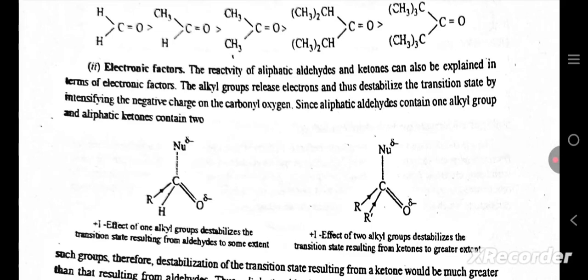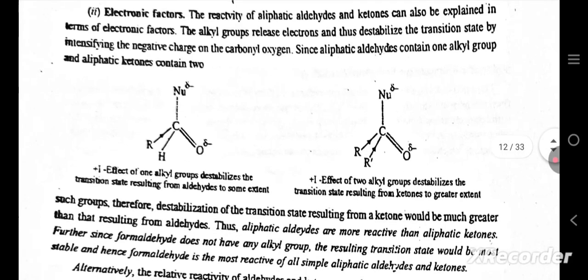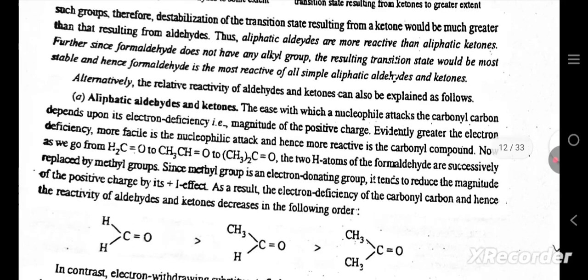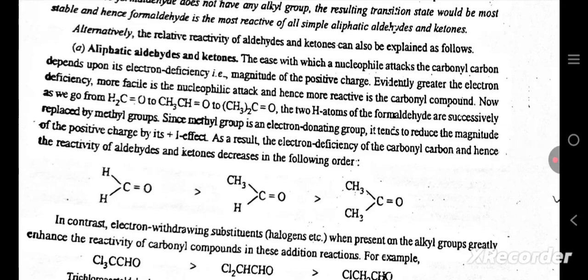Electronic factors. The reactivity of aliphatic aldehydes and ketones can also be explained in terms of electronic factors. The alkyl groups release electrons and thus destabilize the transition state by intensifying the negative charge on the carbonyl oxygen. Since aliphatic aldehydes contain one alkyl group and aliphatic ketones contain two such groups, the destabilization of the transition state resulting from a ketone would be much greater than that resulting from an aldehyde. Thus, aliphatic aldehydes are more reactive than aliphatic ketones. Further, since formaldehyde does not have any alkyl group, the resulting transition state would be more stable, and hence formaldehyde is the most reactive of all the simple aliphatic aldehydes and ketones.